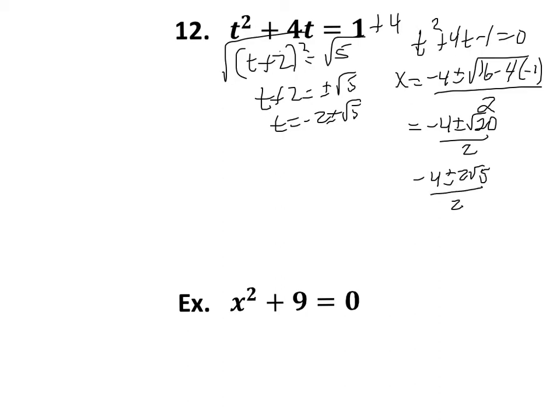Now I can reduce everything by a 2. So what do I end up with? Negative 4 plus or minus root 5. Negative 2 plus or minus root 5. Got to reduce that 4 by a 2 as well, right? Do you kind of just want to do every one twice?